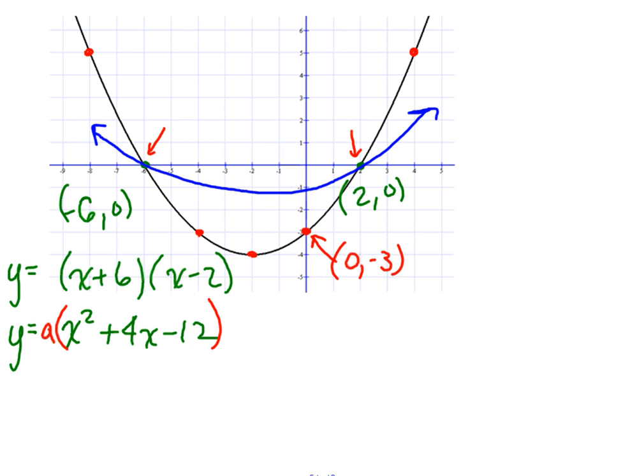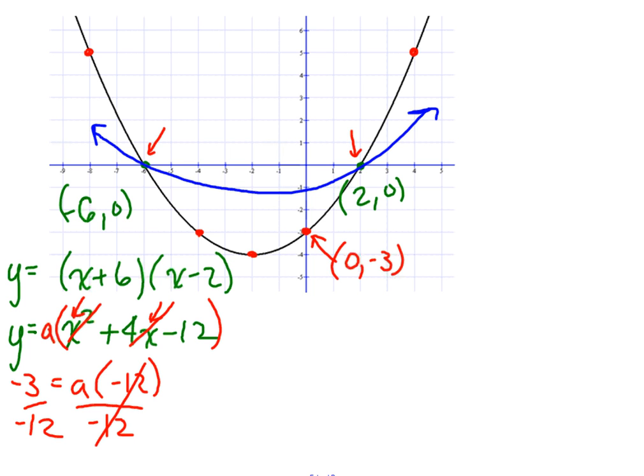(0, -3) is always one we're looking for, the y-intercept, because when you plug in 0 here, then it makes it easy to solve. So I'm going to plug in -3 for y, 0 for the x's. Well, that makes this cancel and this cancel. So I just get -12 in here. I divide by my -12. So I get 1/4. So my a is 1/4. And then take that 1/4 and plug it in for a back here.